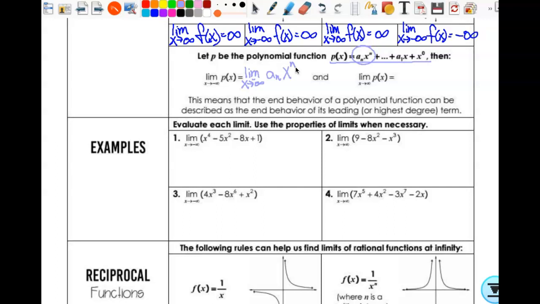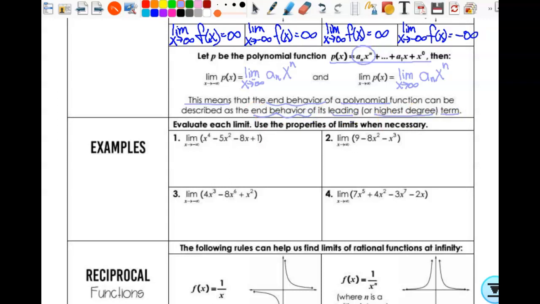And then the limit as x approaches infinity, instead of the whole thing, just a sub n times x to the nth. And again, that's just your official notation, what it would look like in a textbook. All it's saying is, this means the end behavior of a polynomial can be described as the end behavior of its leading or highest degree term.